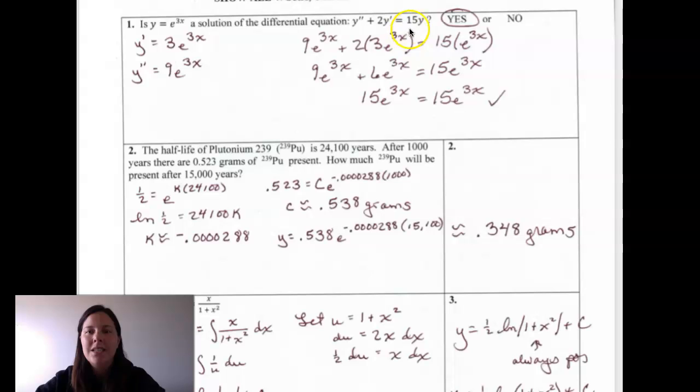3e to the 3x. And does it equal 15 times y? So I subbed my y equation in as well, and then simplified, so multiplying the 2 times 3, and then combining like terms, and this one did check out.